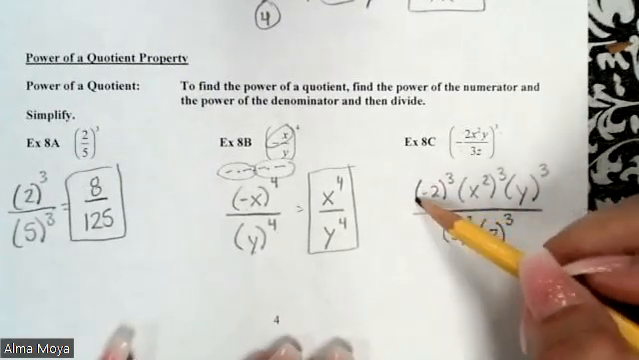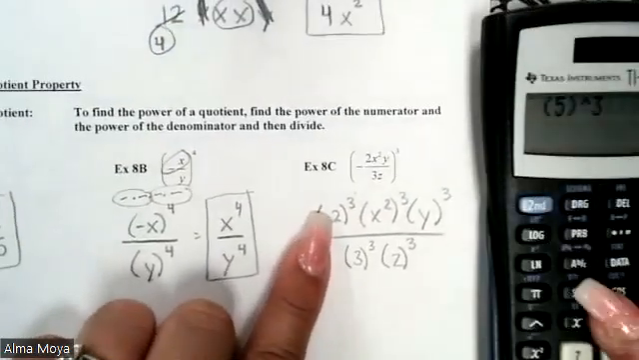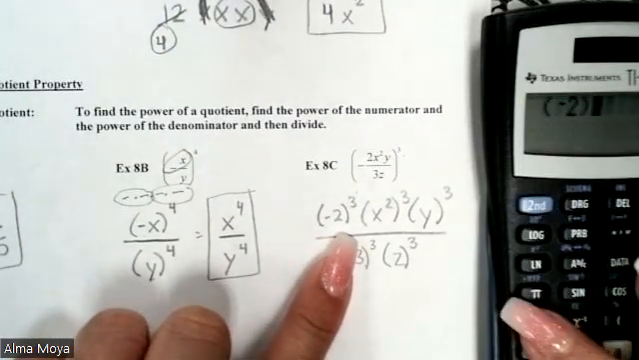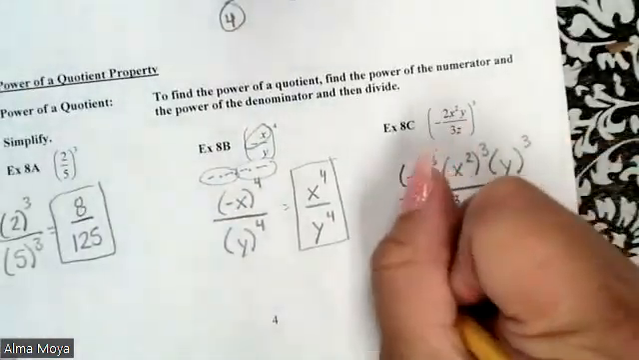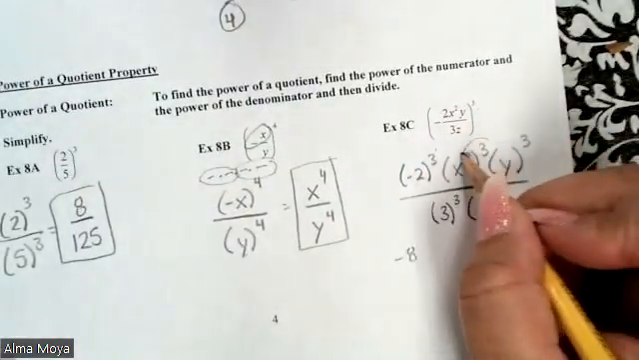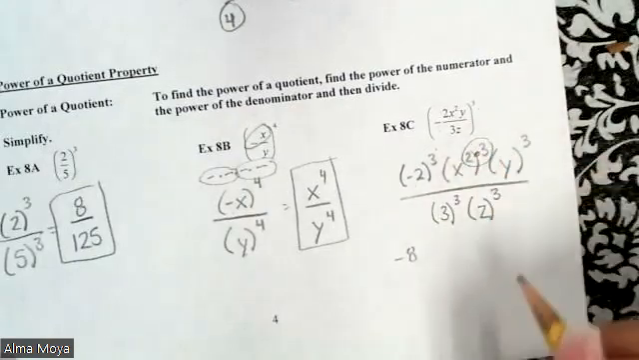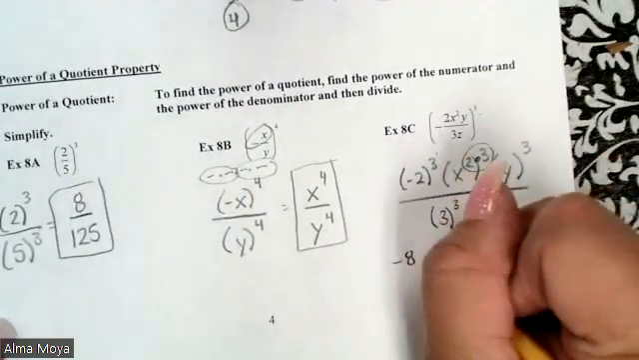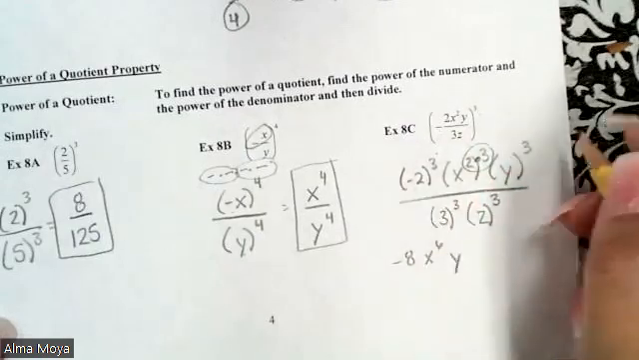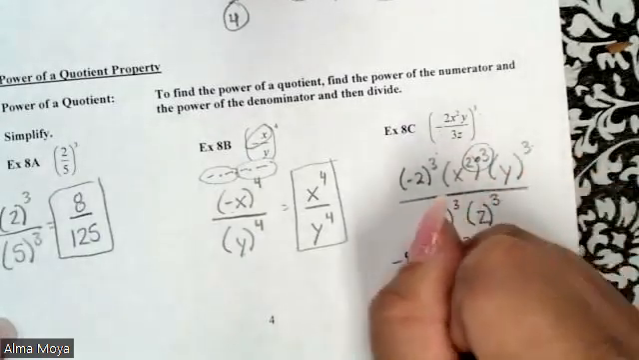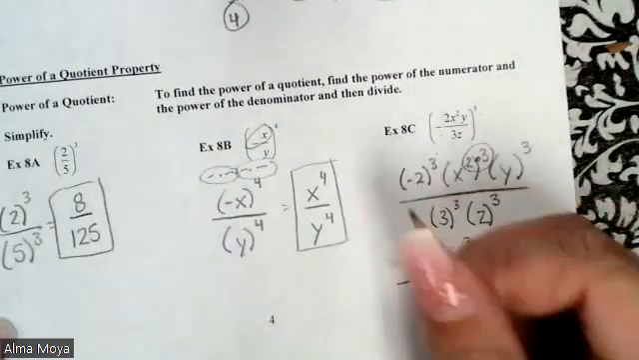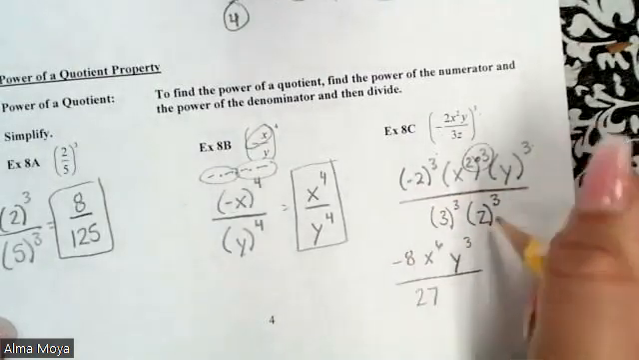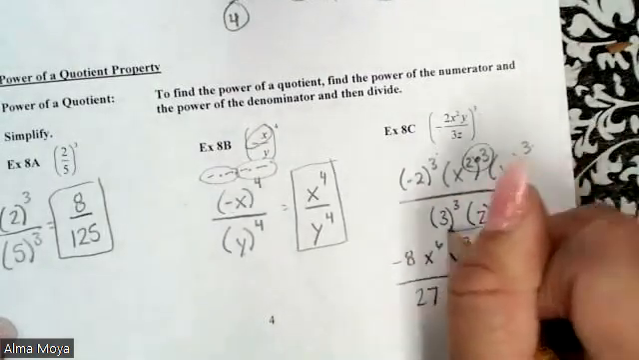Now, on this one, negative 2 to the third. Let's plug that in the calculator. Negative 2 raised to the third power gives me a negative 8 in the numerator. When you have a power raised to a power, you are multiplying those. So 2 times 3, that's going to be an x to the 6 on the top. And then that's going to be a y to the third. Now, 3 raised to the third power gives me a 27. And then I have a z raised to the third power.